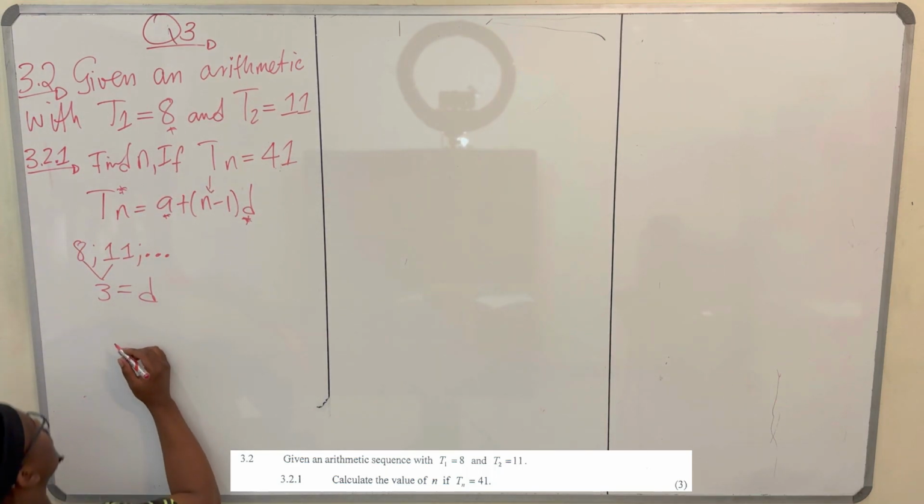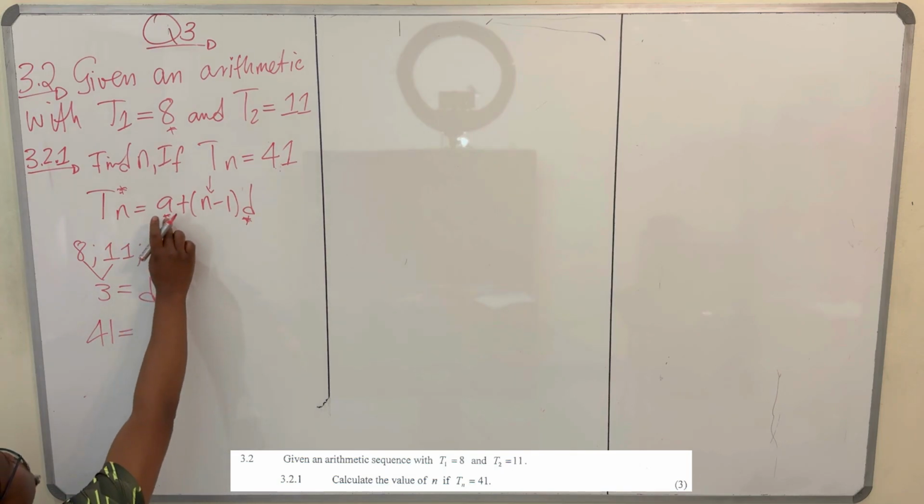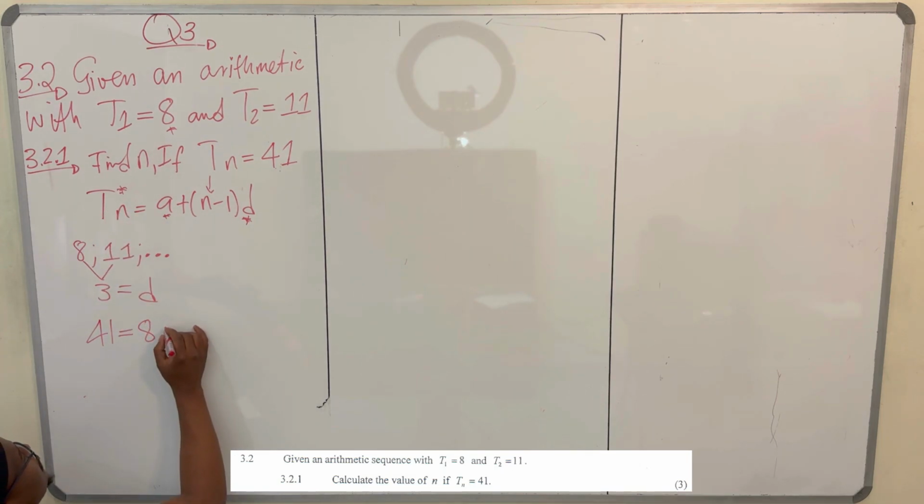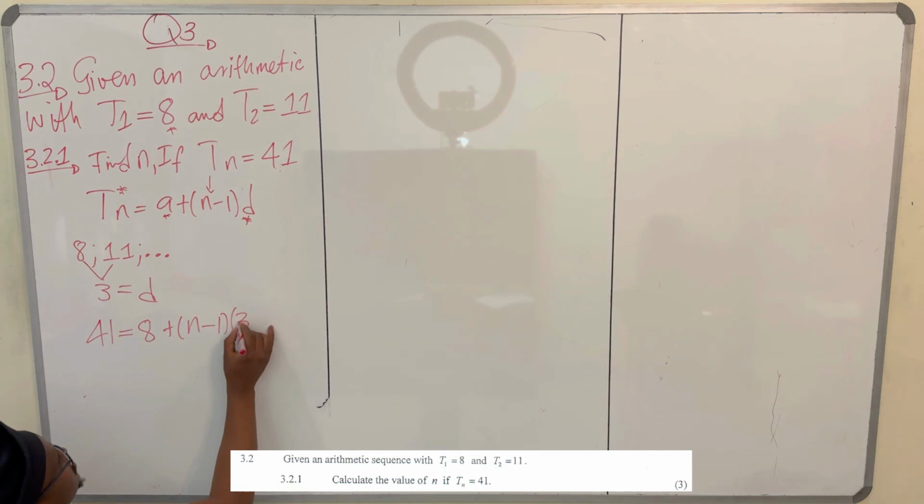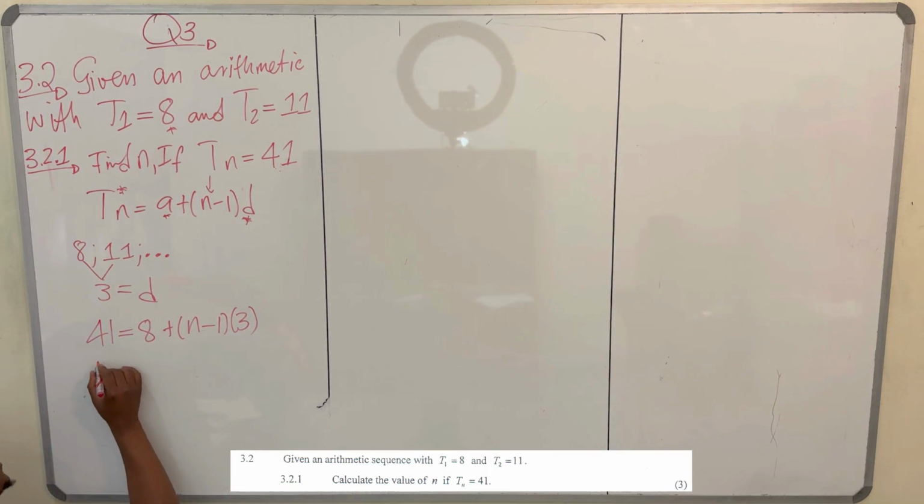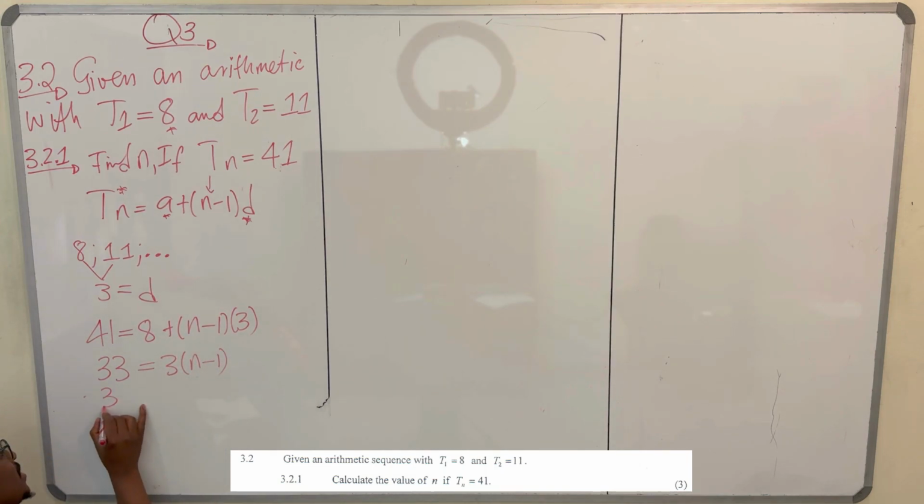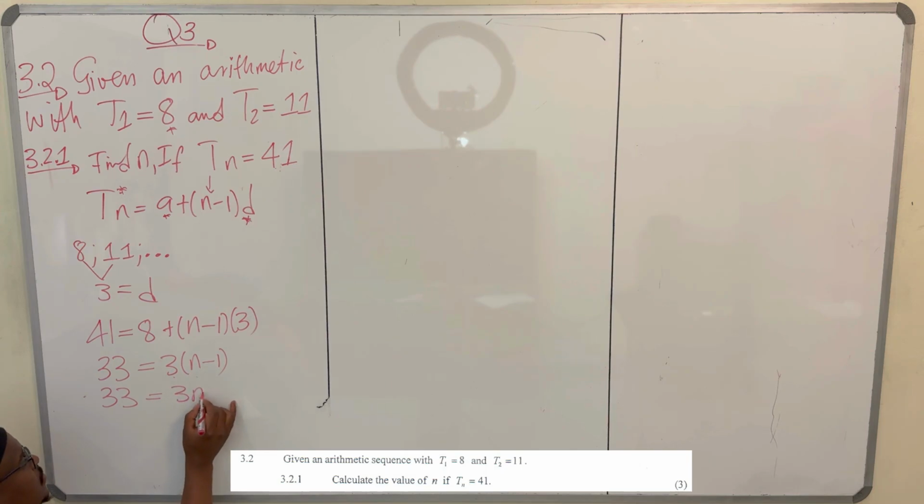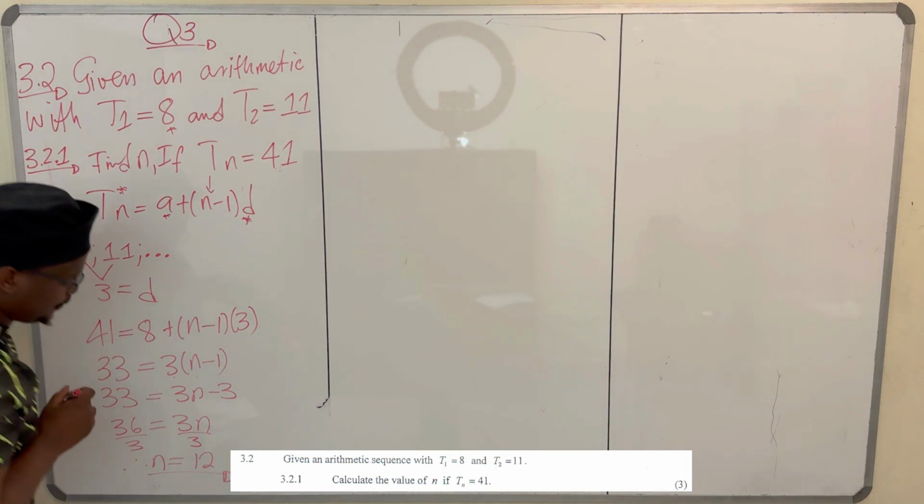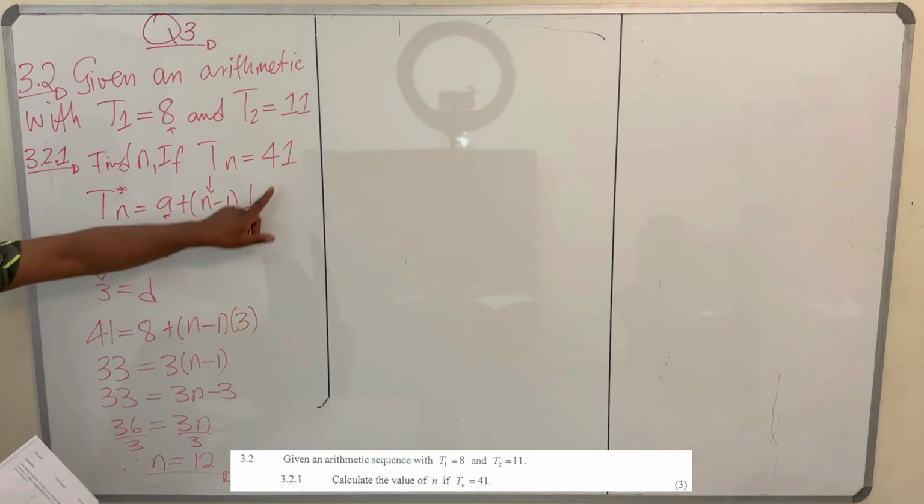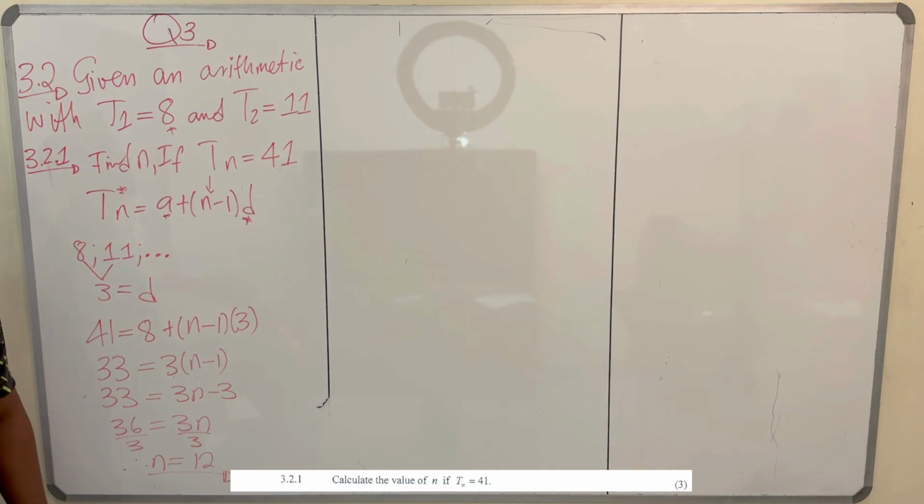So Tn is equal to 41. So you put your 41 there. It's a, which is 8, plus n minus 1 times d, which is the difference, 3. Transpose this to the side, you get 33 is equal to 3 into n minus 1. So 33 is equal to 3n minus 3. Transpose this to the side, you get 36 is equal to 3n. Then divide by 3, divide by 3. Therefore, your n is equal to 12. So the term 41 is the 12th term of our arithmetic sequence. And we're done with this one.